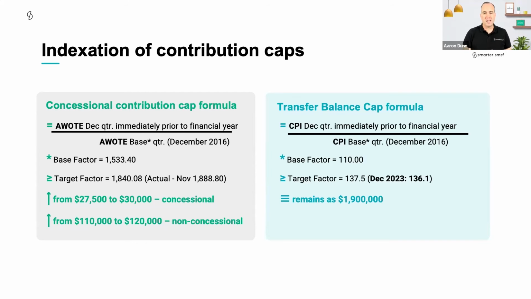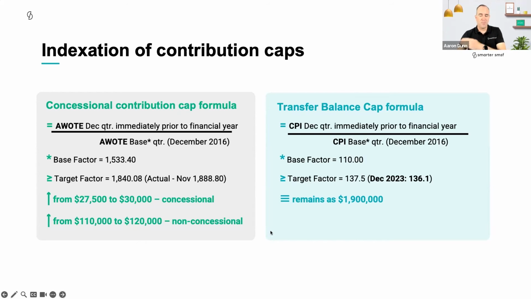And as you can rightly understand, it means that our bring forward will also change from $110,000 being $330,000 to $120,000 being $360,000. So let's now move to the right-hand side here and look at the transfer balance cap. And we did see late last year, the CPI figures effectively confirm that the transfer balance cap will remain at $1.9 million. Now, we did see a double jump last year.